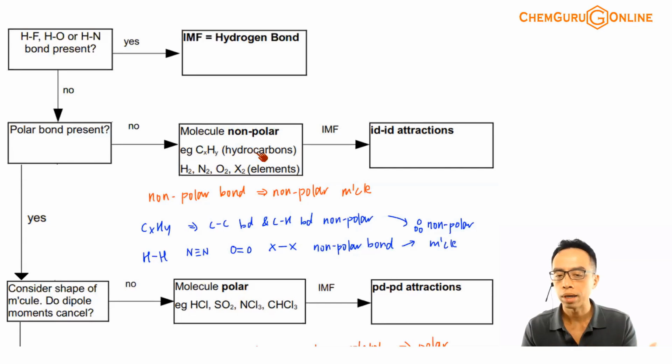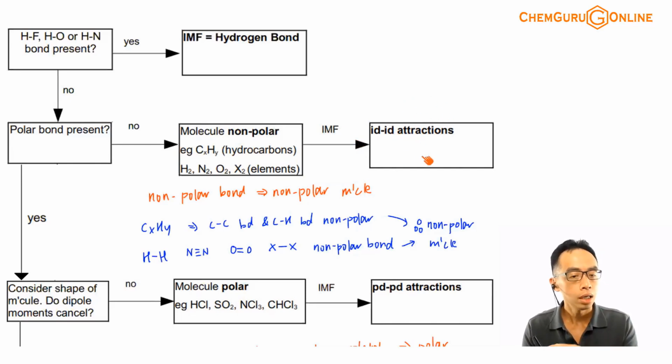So examples will be like my hydrocarbon. Hydrocarbon is just any permutation of carbon and hydrogen. Carbon-carbon bond is non-polar, whether it is a single bond, double bond, or triple bond. Your carbon-hydrogen bond is also considered as non-polar, so the entire molecule is non-polar. Dominant attraction will be ID-ID attraction. Of course, if an element is bonded to itself, there's no difference in electronegativity, so this will also be non-polar. So overall, the dominant intermolecular interaction will be ID-ID attraction.